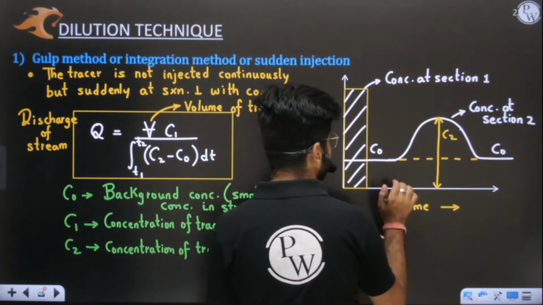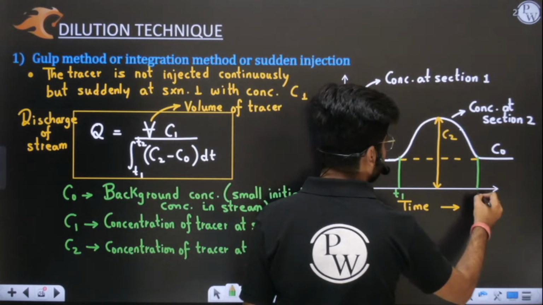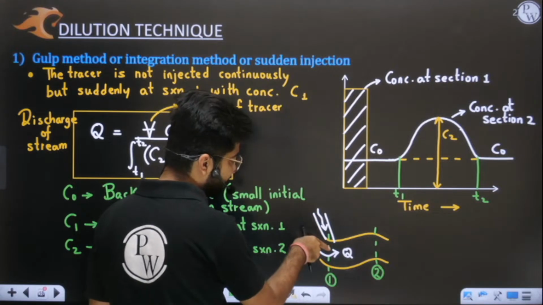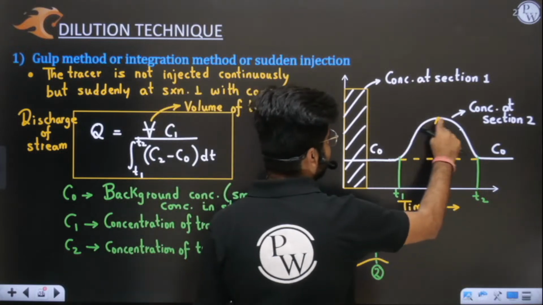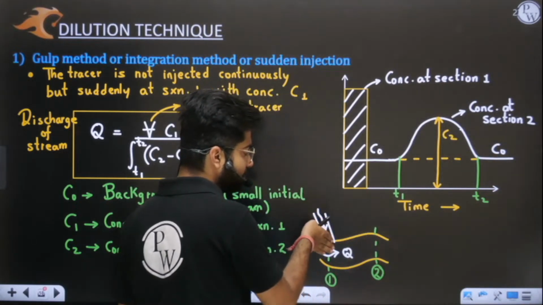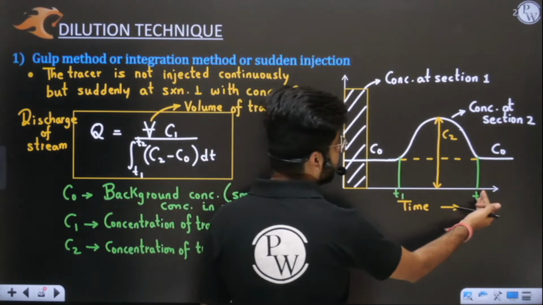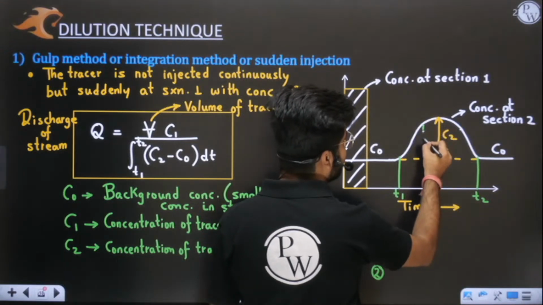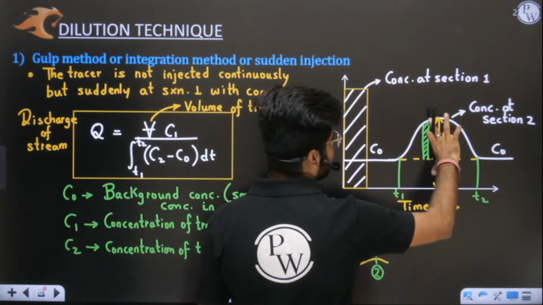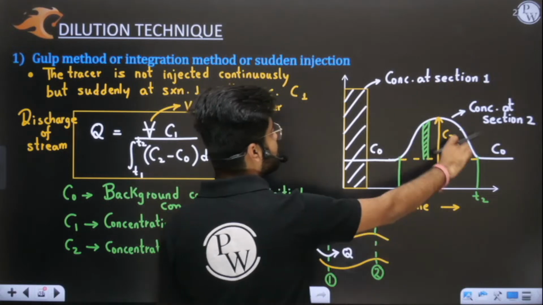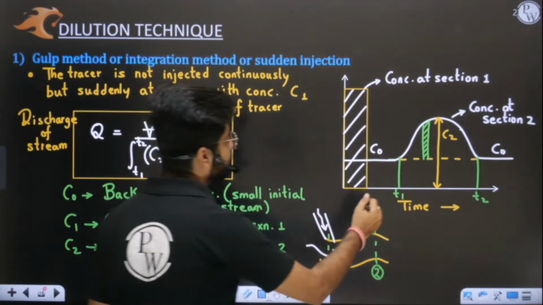Because of this sudden injection, the tracer will reach section 2, and at section 2 the effect will remain from time T1 to T2. If you want to find the area, you will integrate. This is dt, this is C2, and this is C0, so C2 minus C0 is this thing. So I take the integral of (C2 minus C0) dt, and you will get the area under this curve.